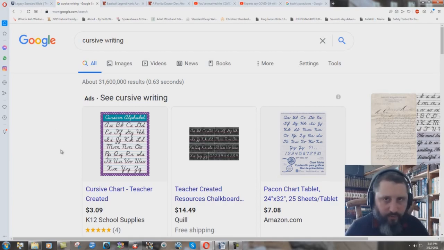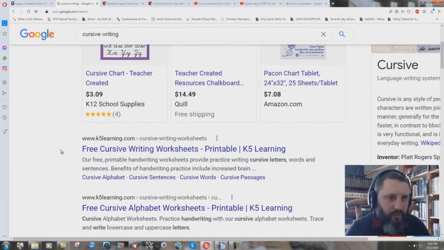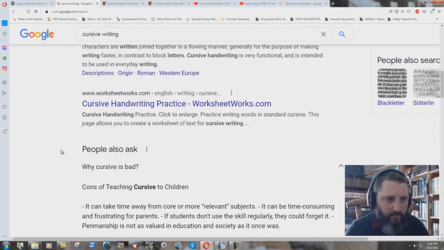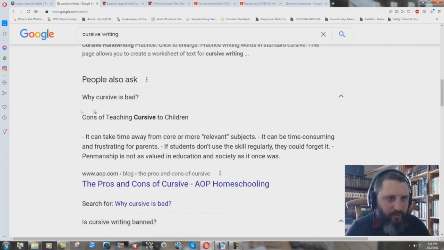So I just did a Google search for cursive writing, and I was looking down through, and I saw this thing of why cursive is bad. I clicked on it. Cons of teaching cursive to children. It can take time away from core or more relevant subjects. It can be time-consuming and frustrating for parents. If students don't use the skill regularly, they could forget it. Penmanship is not as valued in education and society as it once was.